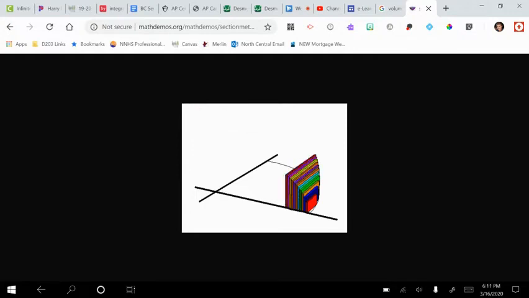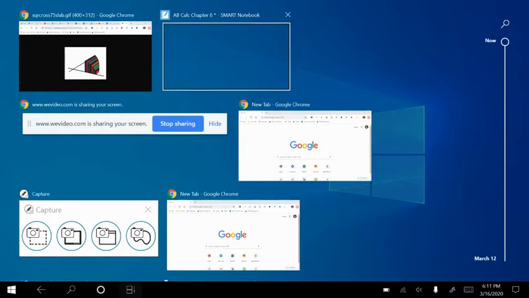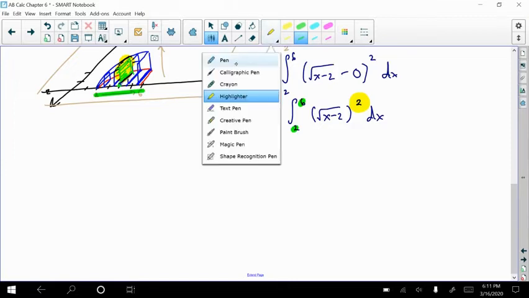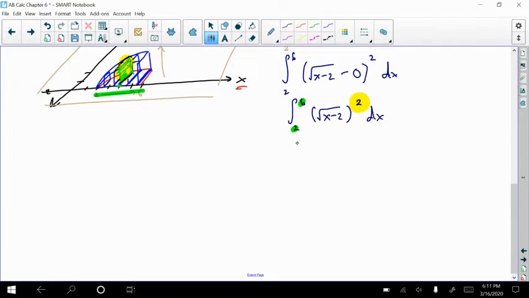And that, if we could add all that up, would give us the volume of that shape that is formed. So that's kind of like the background and setup. And I'm spending a lot of time talking about this just because I want to make sure that part makes sense. Now, from an algebra point of view, squaring a square root makes it a really nice problem from 2 to 6 of just x minus 2 dx.